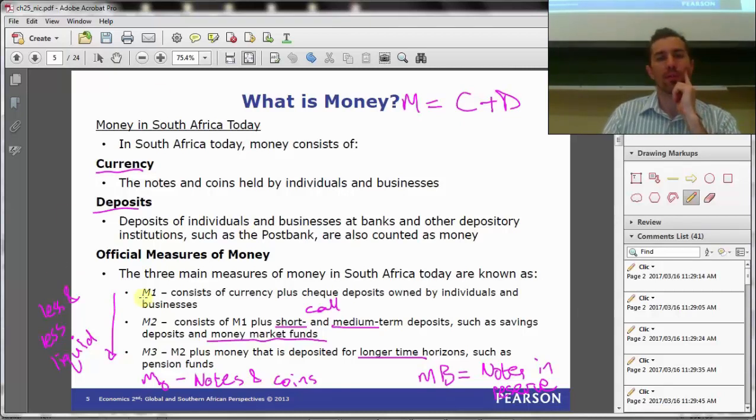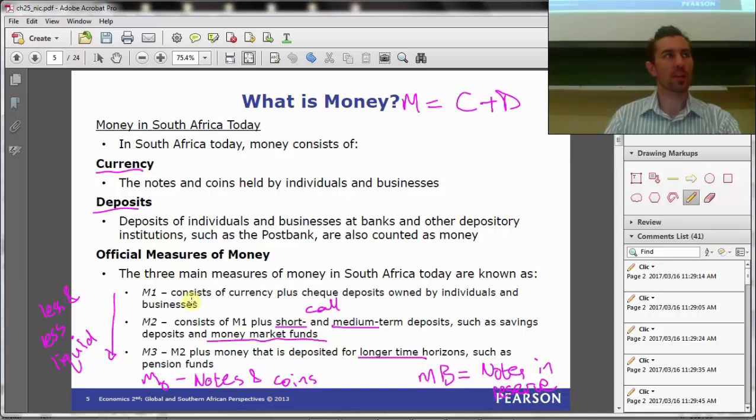In South Africa, we have three main measures of money supply, M1, M2, and M3. We also have something called M1A, but it's not that important. So M1 is basically just cash and call deposits, meaning deposits that are available immediately. You go to the bank, you put your debit card into the ATM, you withdraw cash, that's a call deposit. It's available to you immediately.